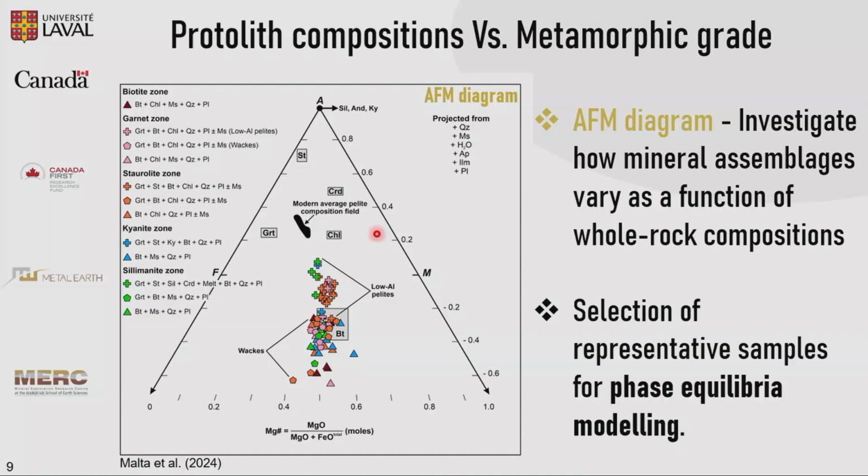Here, we use this AFM diagram to investigate how the mineral assemblages vary as a function of whole rock compositions across the metamorphic zones. So here we select some representative samples from across all the metamorphic zones: 2 samples for the garnet zone, 2 samples for the staurolite zone, and 1 sample for the sillimanite zone.